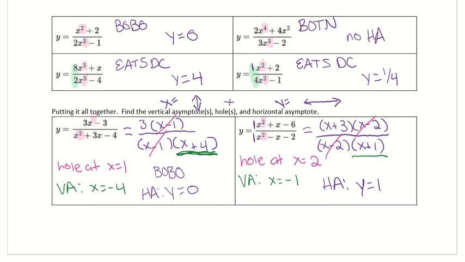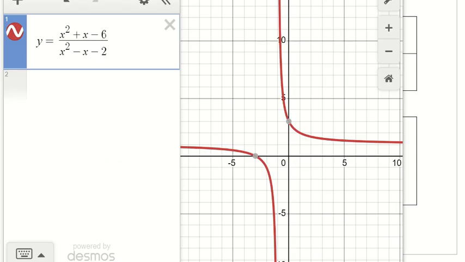And again, you can check your work with Desmos, which I always encourage you to do. So do we have a hole at +2? Yep, there it is. Do we have a vertical asymptote at -1? Yes, we do. And do we have a horizontal asymptote at +1? Yes, we do.